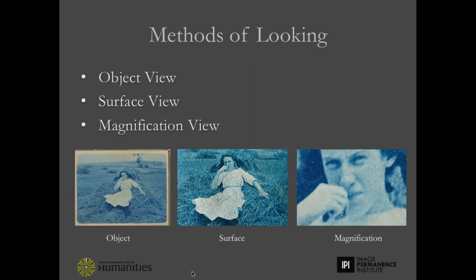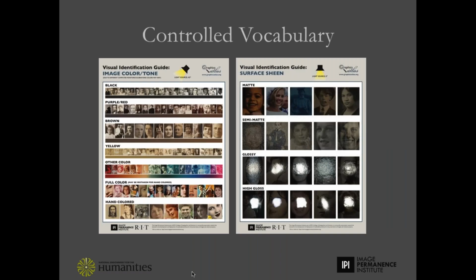So in review, there are 3 methods of looking. There's the object view, the surface view, and the magnification view. With each view, we look for key identifying features specific to that method of looking. We have created these visual identification guides to define the key identifying features. So this is our controlled vocabulary specific to process identification. Each identification feature has been given a vocabulary term and then visually defined.